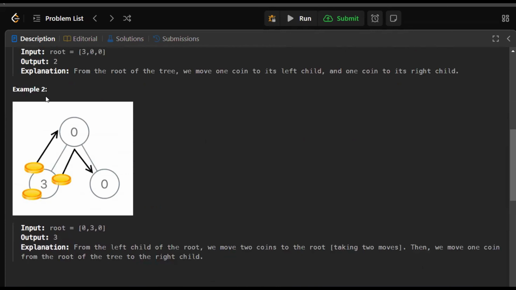Now, in the second example, the root is 0, which has two children, 3 and 0. Now here this left child 3 has 3 coins. So in one move, we can shift one coin to the root, and by using two moves, we can shift another coin to this 0. So in total, there are 3 moves needed. I hope you understood the problem statement. Now let's move on to the algorithm.